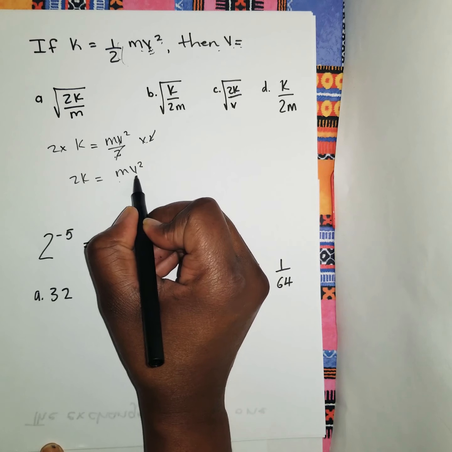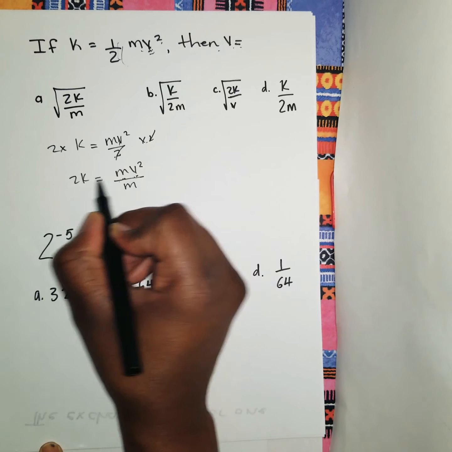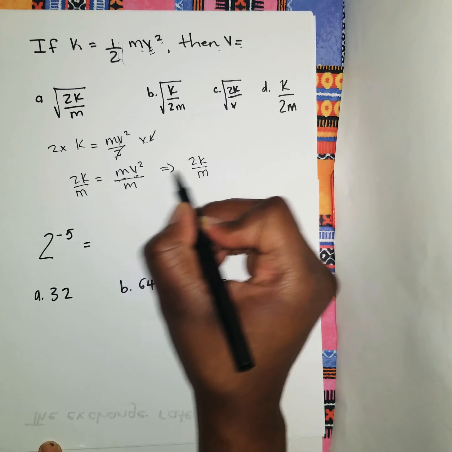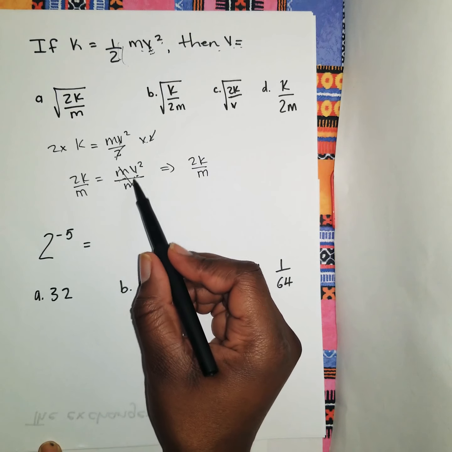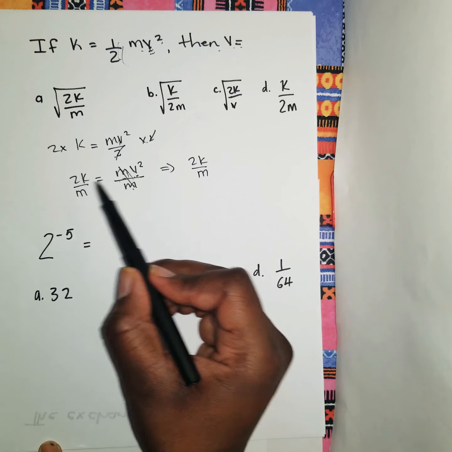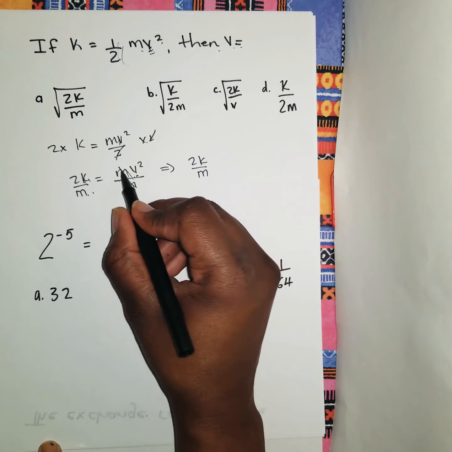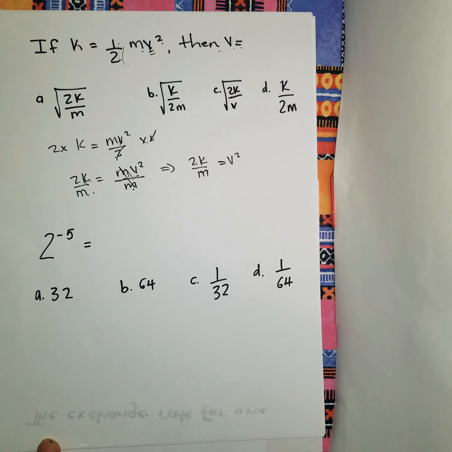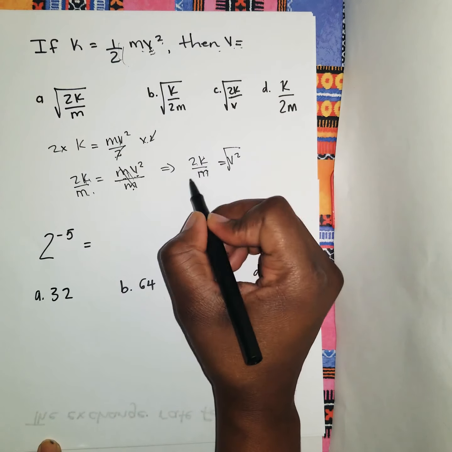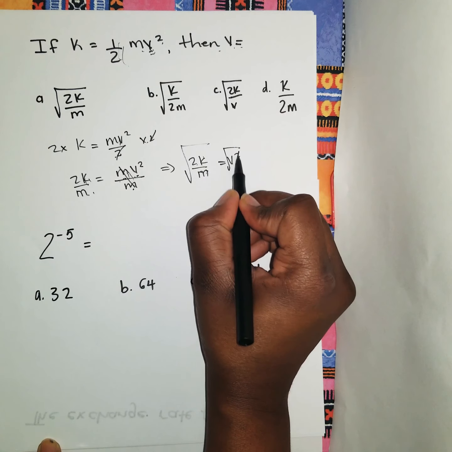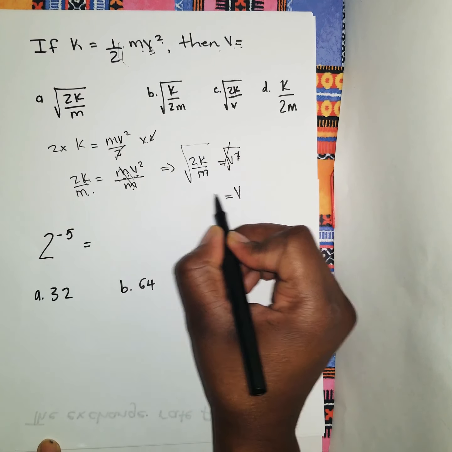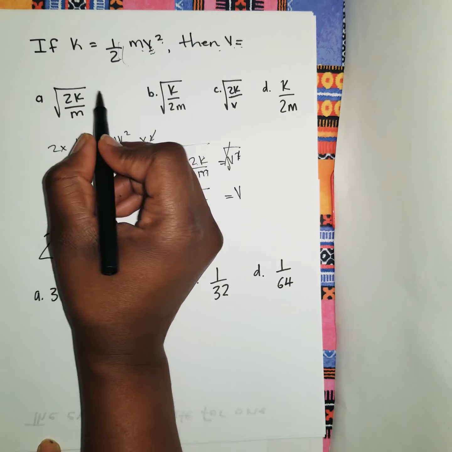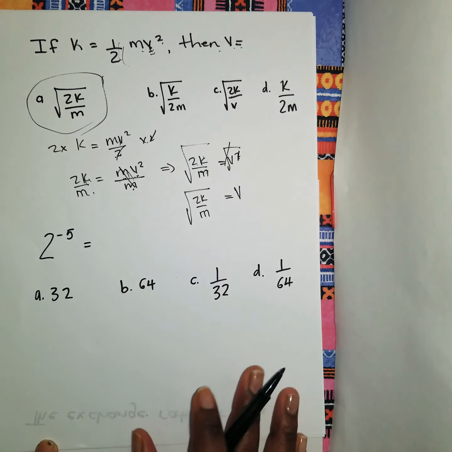We need to find the value of v, but it's multiplying by m, so we divide by m on both sides. As I said, carry out the opposite operation on both sides, ensuring that you balance the equation, meaning if you divide by m here, you divide by m here to balance it. So that cancels. So v squared is equal to 2k over m. Need to find the value of v. To find the value of v, you find the square root of both sides to cancel the square. So v is equal to the square root of 2k over m. So it's right here. So our solution is right there.